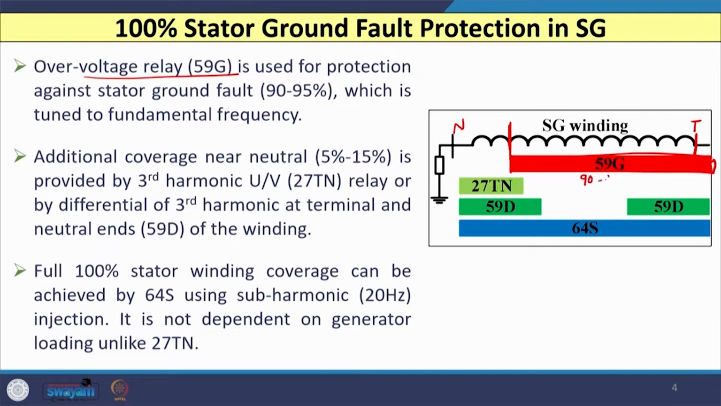So, this is 90 to 95% of the winding from the terminal side towards the neutral, and this overvoltage relay 59G is tuned to the fundamental frequency. However, you can see that this much of winding, let us say 10 to 15% of the winding, remains unprotected. So, the 59G or overvoltage based scheme is not able to provide complete protection against ground fault in the stator, and we say 100% protection is not possible.